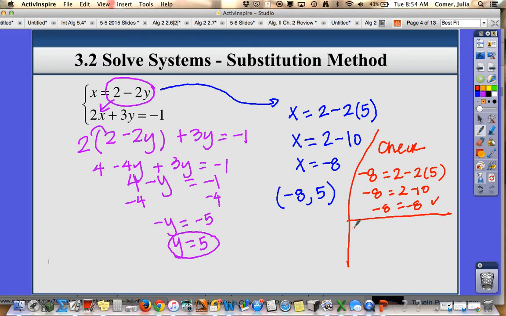My second one, 2 times the negative 8 plus 3 times 5 should be equal to negative 1. Well, 2 times negative 8 is negative 16. 3 times 5 is 15. And yep, that's equal to negative 1. So that works out.